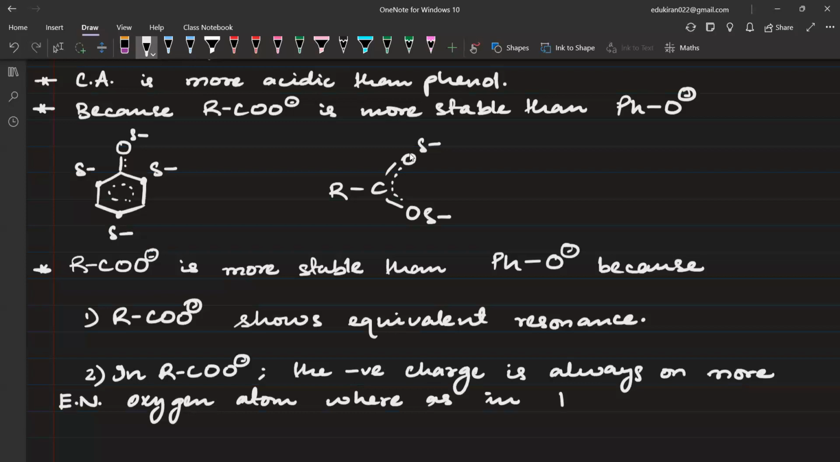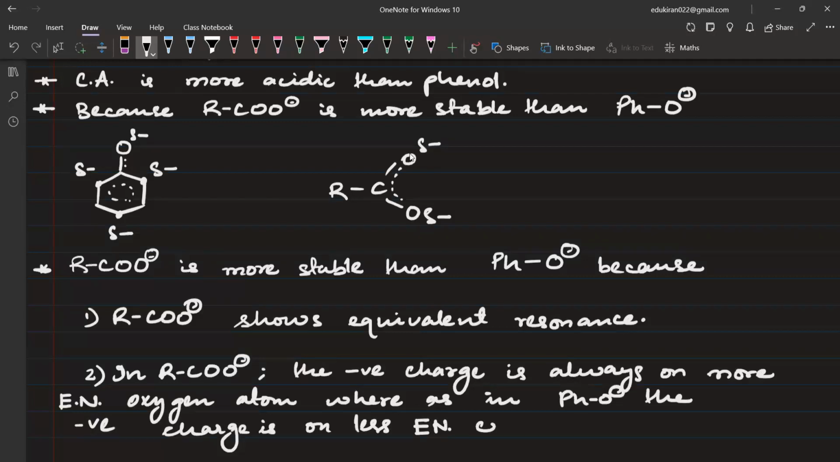whereas in phenoxide ion, the negative charge is on the less electronegative carbon atom. ठीक है? So there are three questions that can be asked from this topic itself.